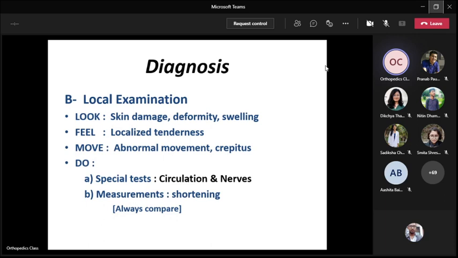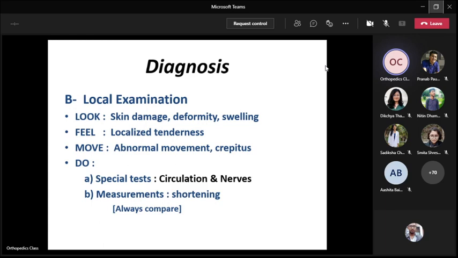And measurement is always important because God has given us two hands and two legs. So one is always for comparison with the normal. While treating, we want to maintain the same length, especially in comminuted fractures. So measurement is also important while treating patients. So this is the clinical examination, by which you have the history and the local examination. Now you will come to a provisional diagnosis.